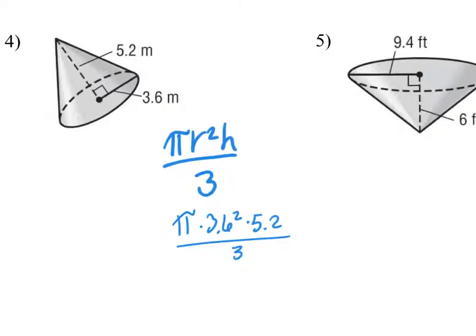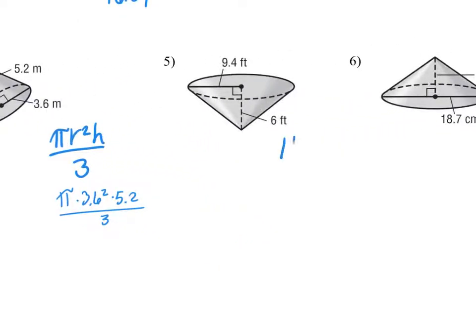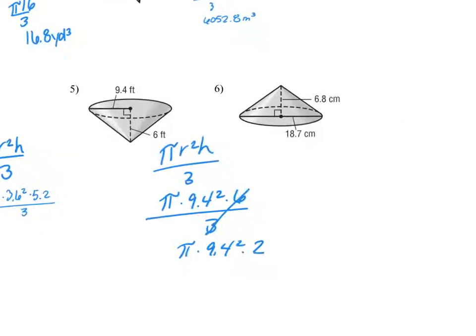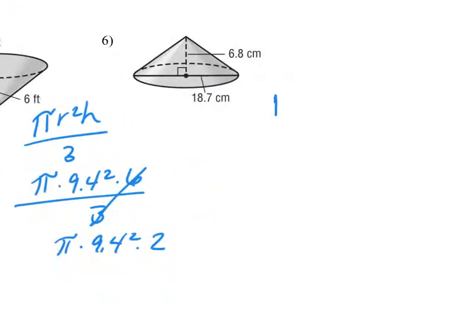Okay, next question. Pi r squared h divided by 3 would be pi times 9.4 squared times 6 divided by 3. Now I could divide 6 by 3 and get 2. Pi times 9.4 squared times 2. And that just simplifies it a little bit. You have a calculator, so put it in the calculator and go on. Okay, your choice. I'm just trying to give you ways to see it without the calculator because it can't hurt you.